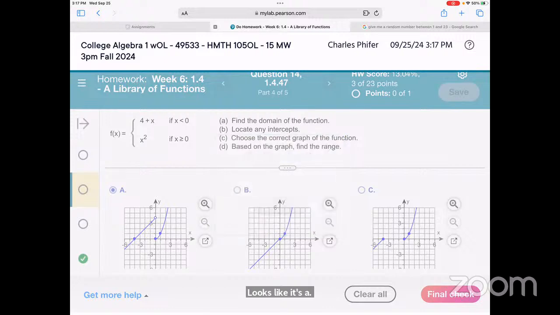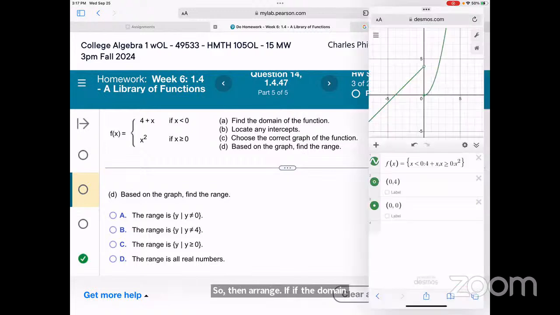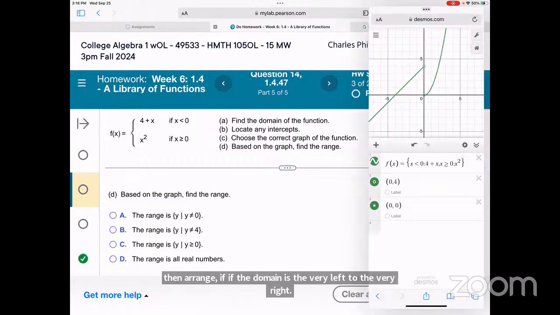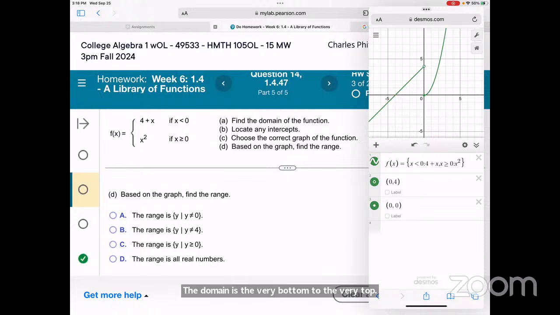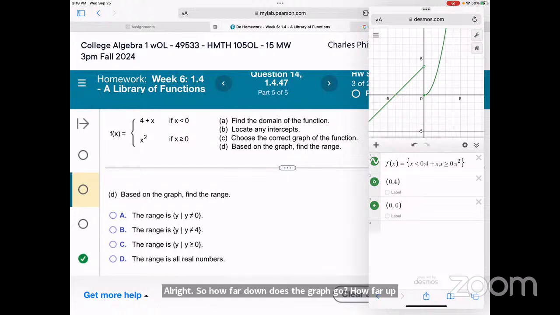Based on the graph, find the range. Okay. So if the domain is the very left to the very right, the range is the very bottom to the very top. If we took our image and smushed it onto the y-axis, what values of y would it touch? How far down does the graph go? How far up does it go? It looks like it's going to be all reals.